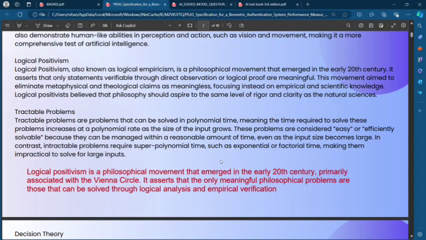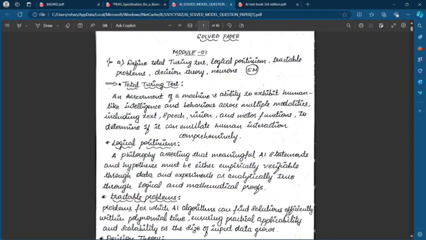Just remember, an AI should be capable of solving a given problem through logical analysis and empirical verification. It should have those things. So, the philosophy asserts that meaningful AI statements and hypotheses must be either empirically verifiable through data and experiments, or analytically true through logical and mathematical proof.